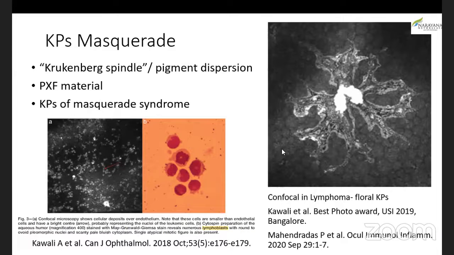So those two patients presented as non-granulomatous inflammation. They came with diffuse non-granulomatous KPs. The first patient, as you can see here, the confocal is showing bright centered KP. He was a case of leukemia, whereas in the second case, there is a floral pattern on the confocal, and he was a case of lymphoma.